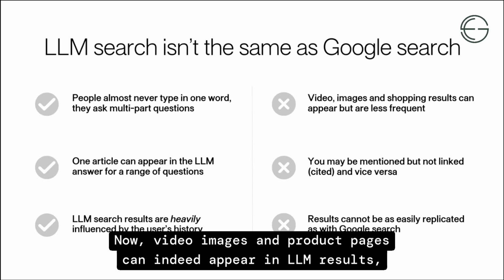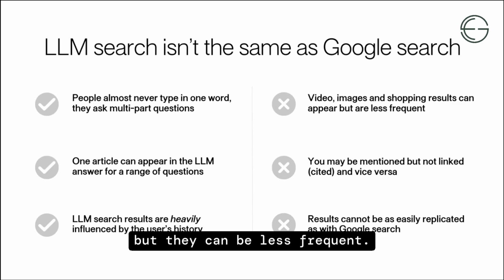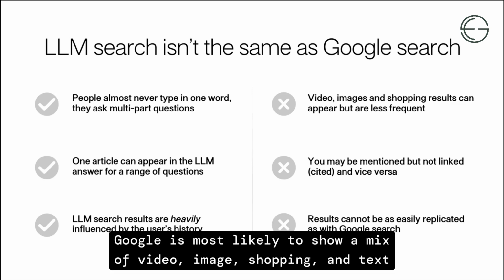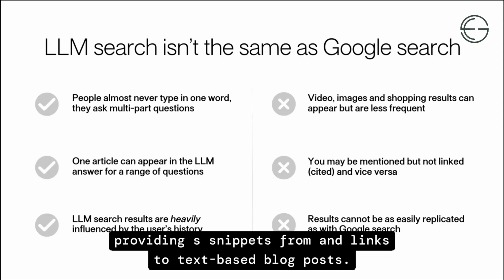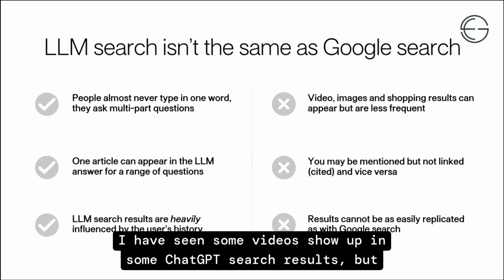Now, video, images, and product pages can indeed appear in LLM results, but they can be less frequent. Google is most likely to show a mix of video, image, shopping, and text results. Other platforms like ChatGPT and Claude tend to skew more towards just providing snippets from and links to text-based blog posts. I have seen some videos show up in some ChatGPT search results, but not as many as in Google.